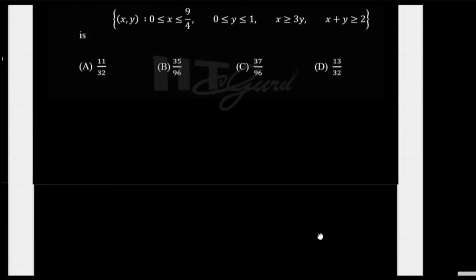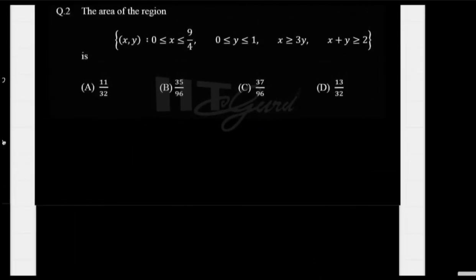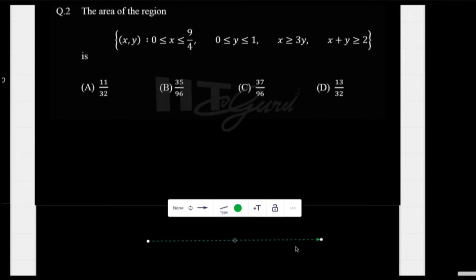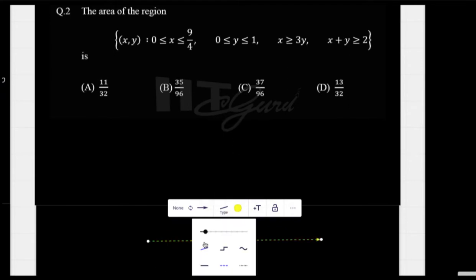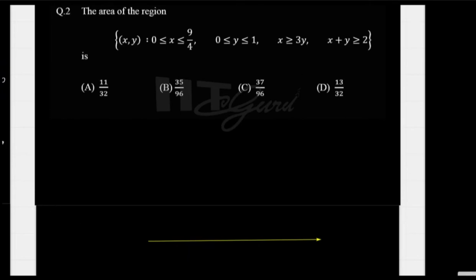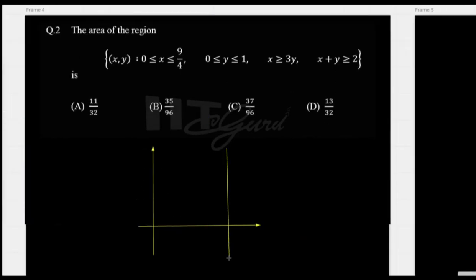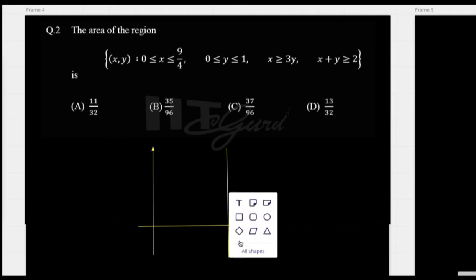First of all, we will draw this curve. Okay, so let me draw this curve. Let's say this is the x-axis. Let me draw the y-axis over here. Let's say this will be 9 by 4 equal to 3y.